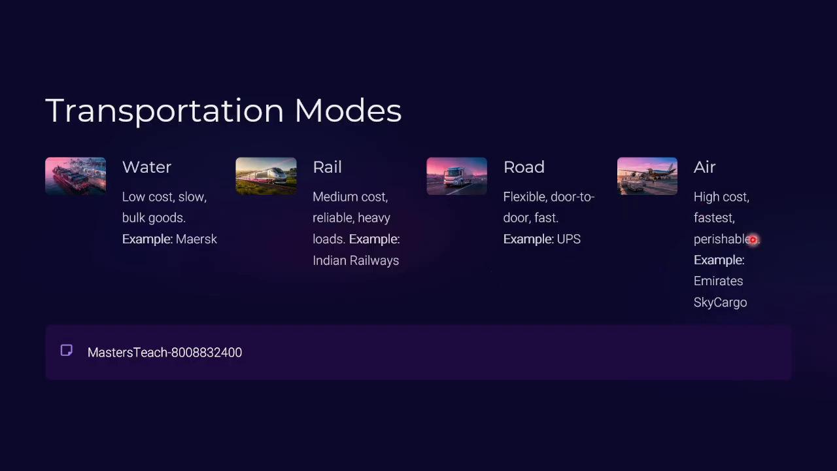Then air transport, so it is high cost and very fast. It is used for perishable things. Example, Emirates SkyCargo. So these are the transport modes: water, rail, road, and air transport.